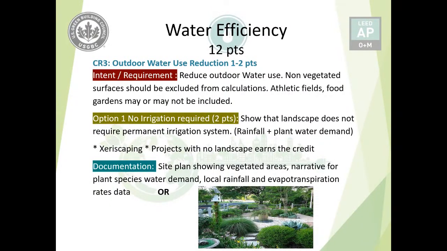However, athletic fields and food gardens may or may not be included as per the project team's discretion. Non-vegetated areas should be excluded from all the calculations. We have similar to LEED Green Associate. Option number one is if you are able to show that no irrigation is required for your landscape, you will earn 2 points. And how the water requirement is fulfilled is mainly by rainfall. You have to submit that the rainfall is sufficient for the types of plant that you have planted.